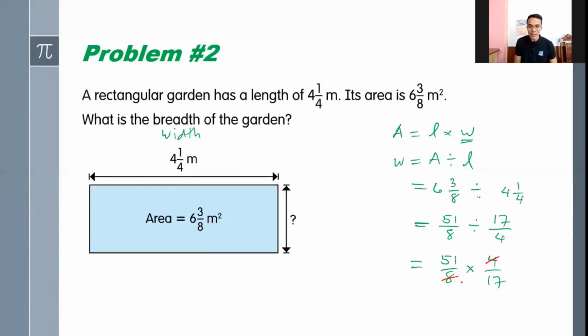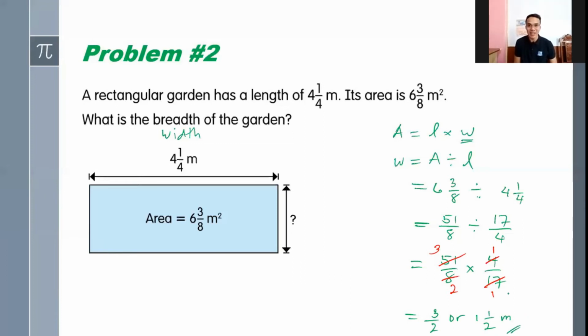4 and 8 are both divisible by 4. This is 1 and this is 2. 51 is divisible by 17. This is 3. This is 1. So our answer is 3 over 2, or this is the same as 1 1/2. And don't forget to indicate the correct unit. The unit here is meter.